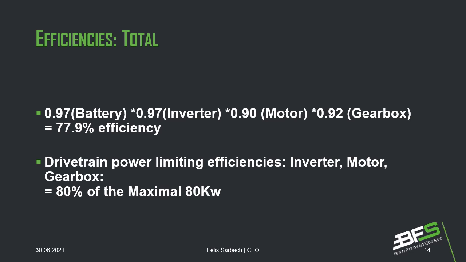Considering that the maximum power that the Formula Student cars may draw is measured after the power leaves the battery, the thermal inefficiencies of the battery do not have to be considered for the drivetrain efficiency, yet it still is good engineering practice to choose an efficient battery. So considering only the inverter, motor and gearbox, which is 97, 90 and 92% efficiency, that gives us 80% efficiency from all power leaving the battery.